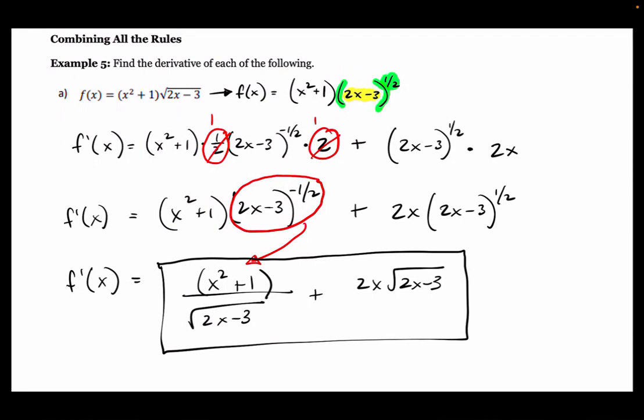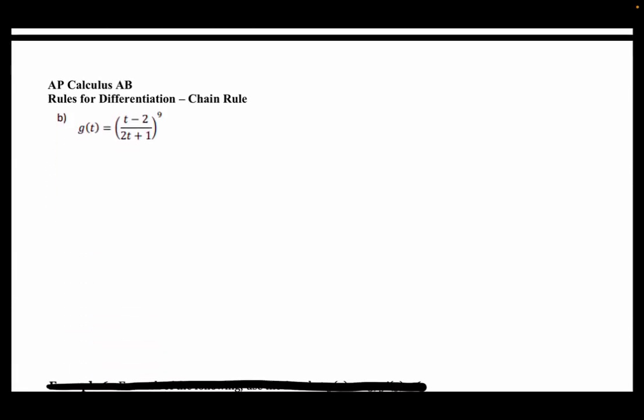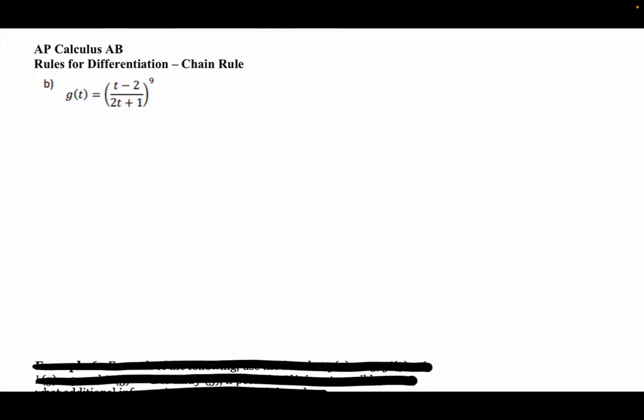Okay, so a couple things. First thing, we're going to do the last one together, 5B, and then I'm going to give you a few practice problems to do on your own. And then tomorrow we'll do the independent practice. Okay? So this is not the last one we'll do together. I'm going to give you a couple more problems to try on your own. Okay?